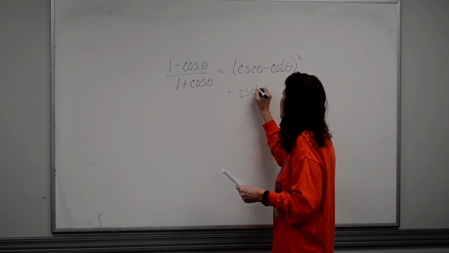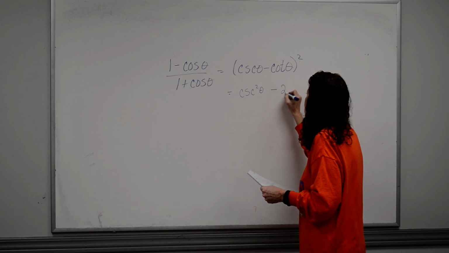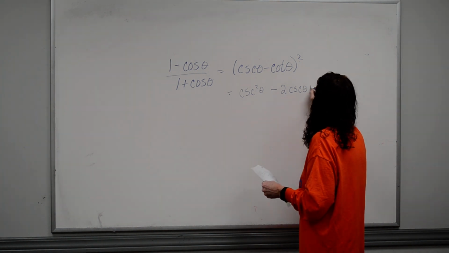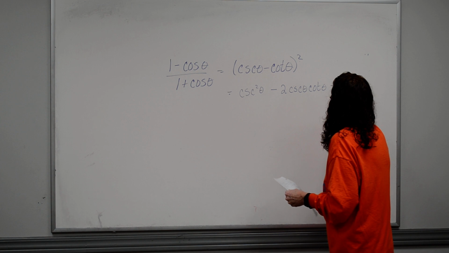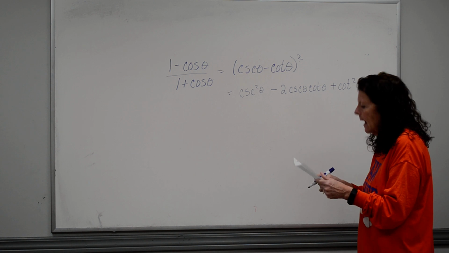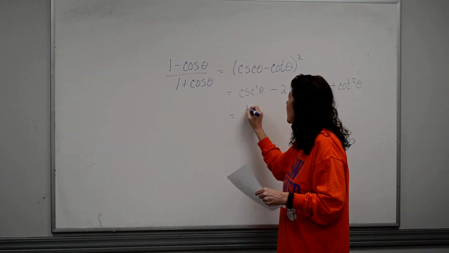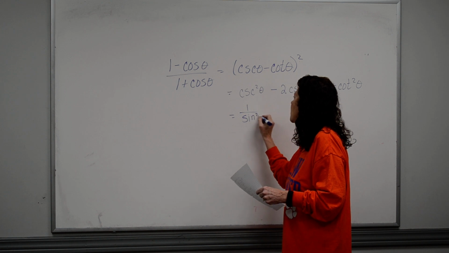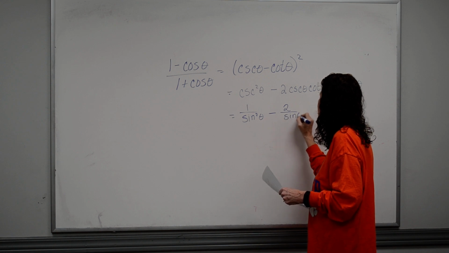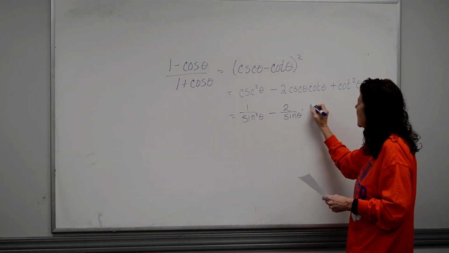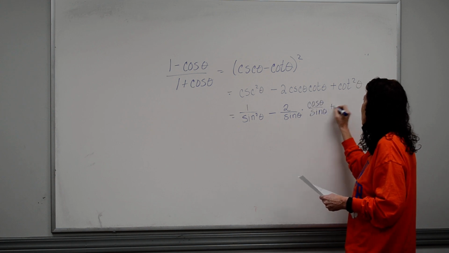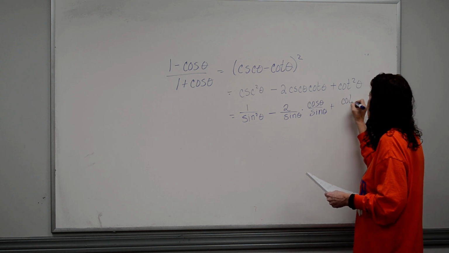So I have the cosecant squared theta minus 2 times the cosecant of theta times the cotangent of theta plus the cotangent squared theta. That is FOIL done out. Now I would convert everything to sines and cosines. So I have 1 over the sine squared theta minus 2 over the sine of theta times, now cotangent is equal to the cosine over the sine, and then you have the same thing here, but it's squared.